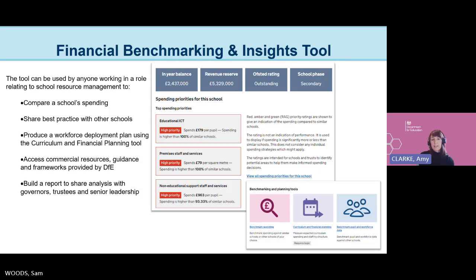So the Benchmarking and Insights tool is the principal place for trusts to examine their financial data and benchmark their spending, and it can be used in various ways. Some examples are to benchmark spending against other similar trusts, identify areas for improvement and share best practice, producing workforce deployment plans with the curriculum and financial planning tools, easy access to commercial resources, guidance and frameworks, and report building to share analysis with stakeholders. We've shown a couple of screenshots here just to see what the tool looks like, and you can access the tool by searching for Schools Financial Benchmarking and Insights tool online.